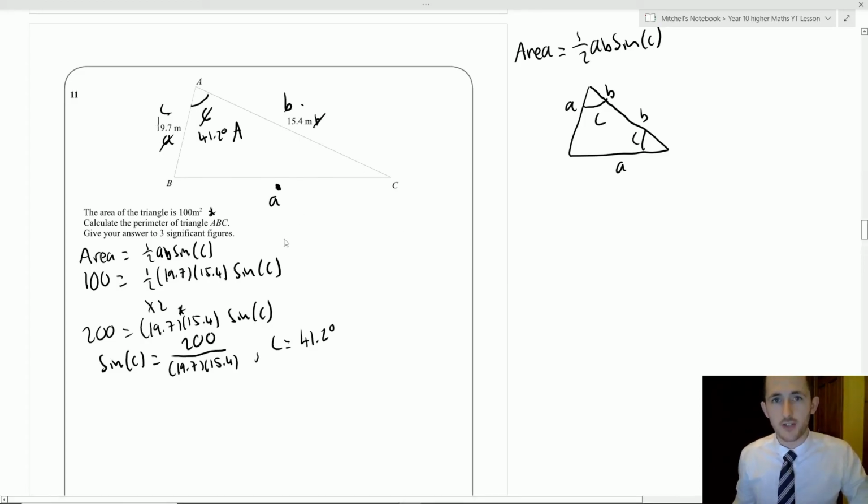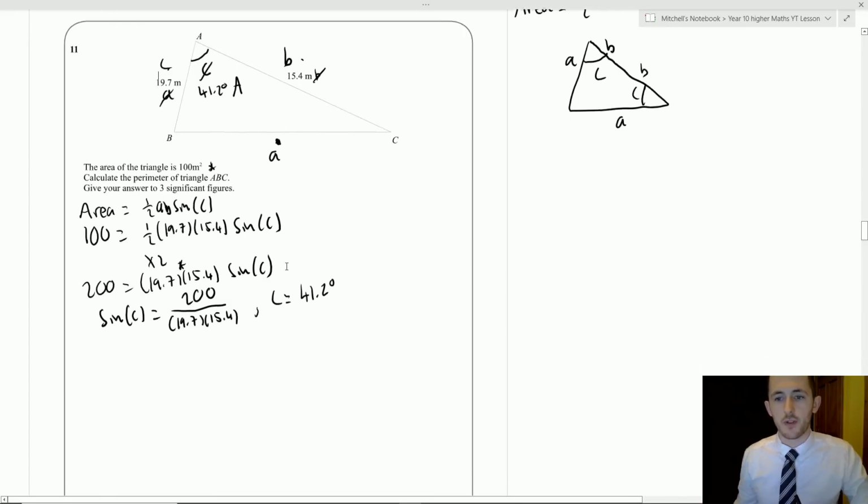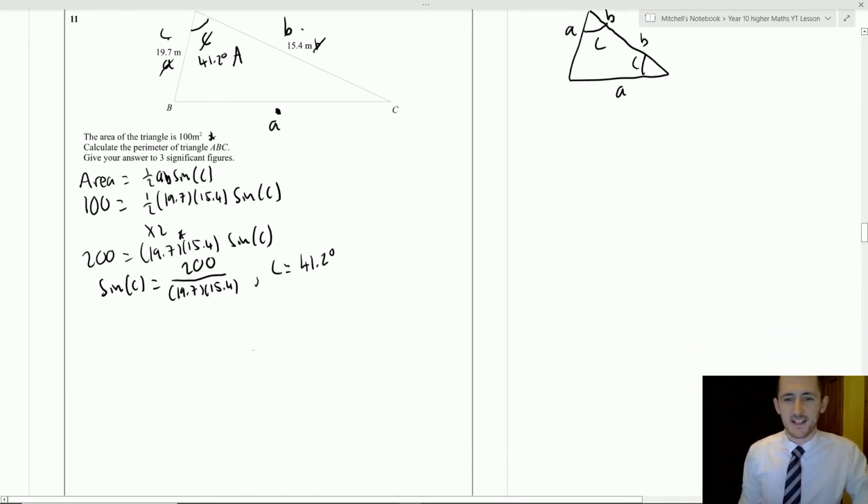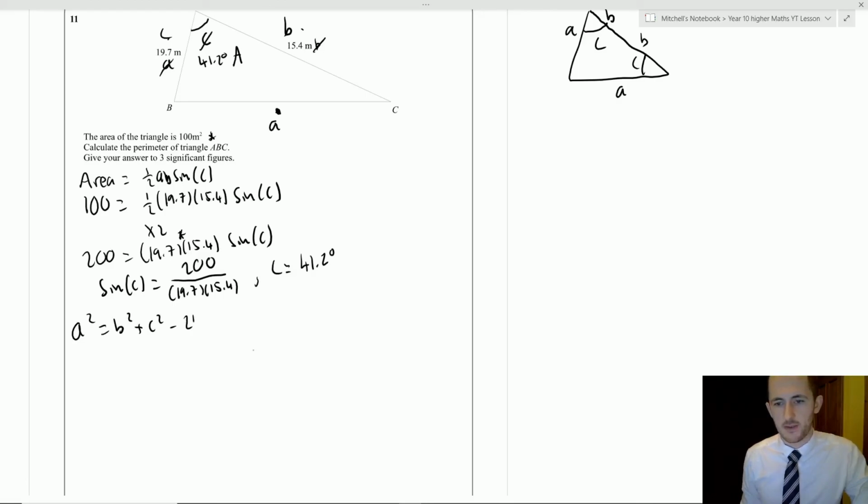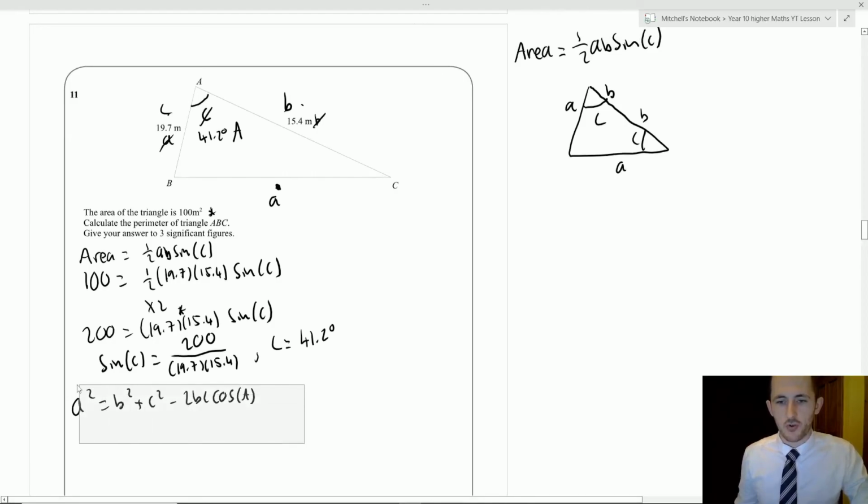The reason why I changed it is I'm about to use the cosine rule, which looks like this. A squared equals B squared plus C squared minus 2BC cos A, right? So if that's true, right?